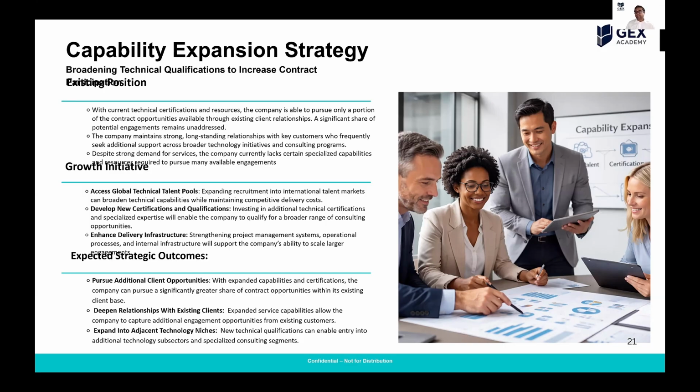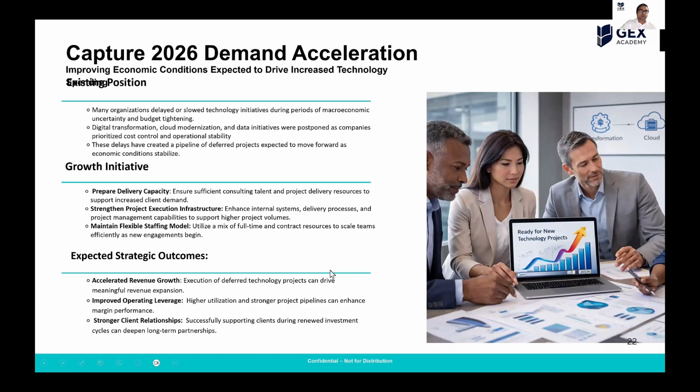And it's exactly the kind of situation that private equity investors often find attractive because operational improvements, strategic investments, and capability expansion can all potentially unlock meaningful growth without requiring a complete transformation of the underlying business, right? So that's a very, very insightful slide.